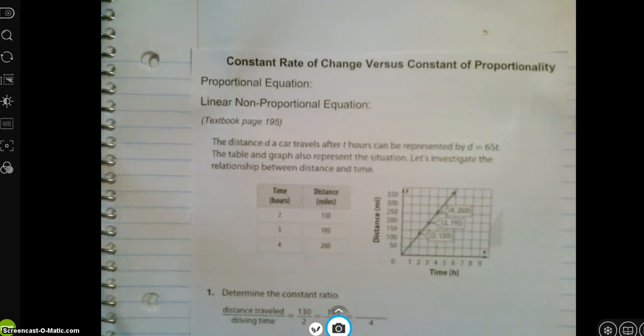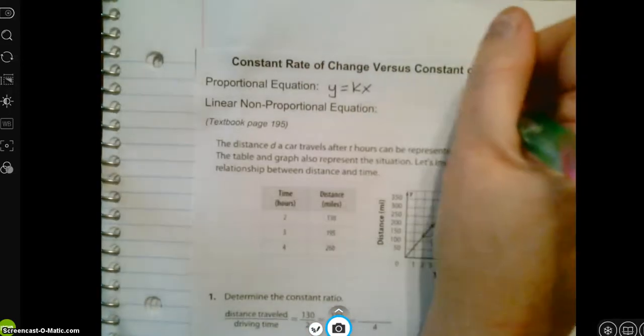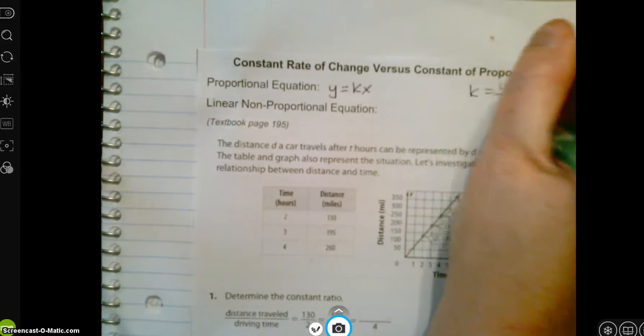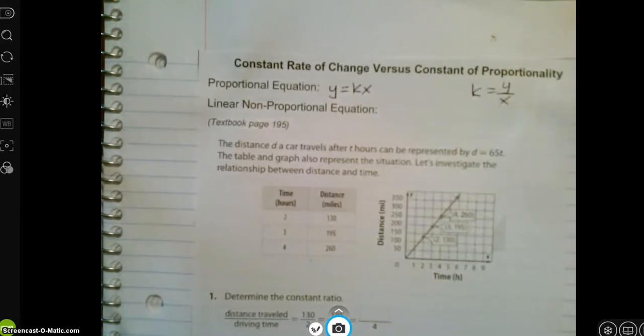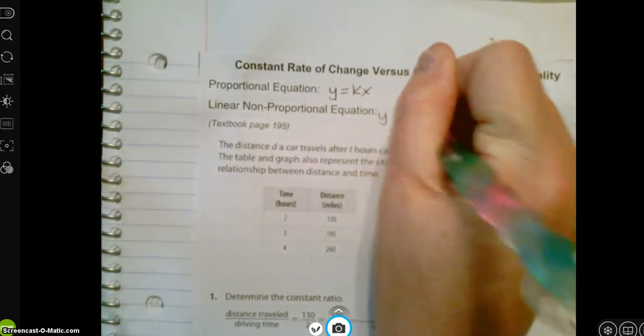Okay, so hopefully remember that a proportional equation is y equals kx. We don't see that on the formula chart. We see k equals y over x, which is that constant ratio. Very, very similar to constant rate of change. So for a proportional equation, remember constant rate of change will always end up being the same as our constant of proportionality. Okay? So if it's linear non-proportional, we use this equation, y equals mx plus b.